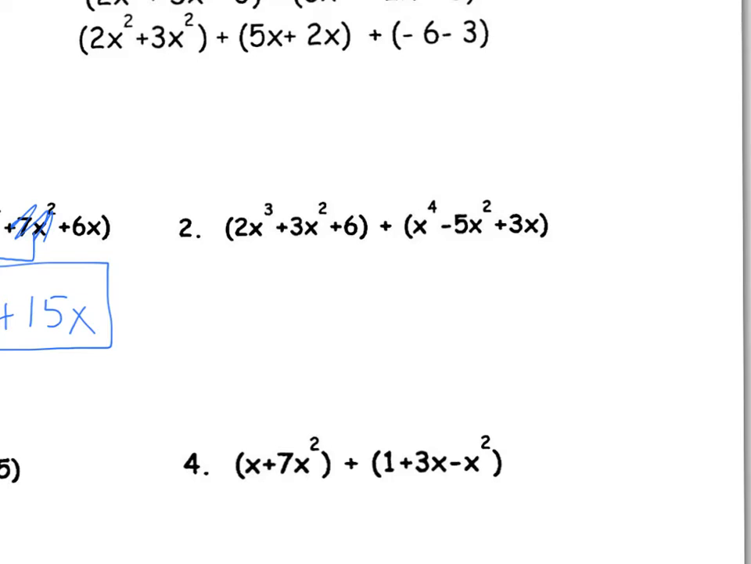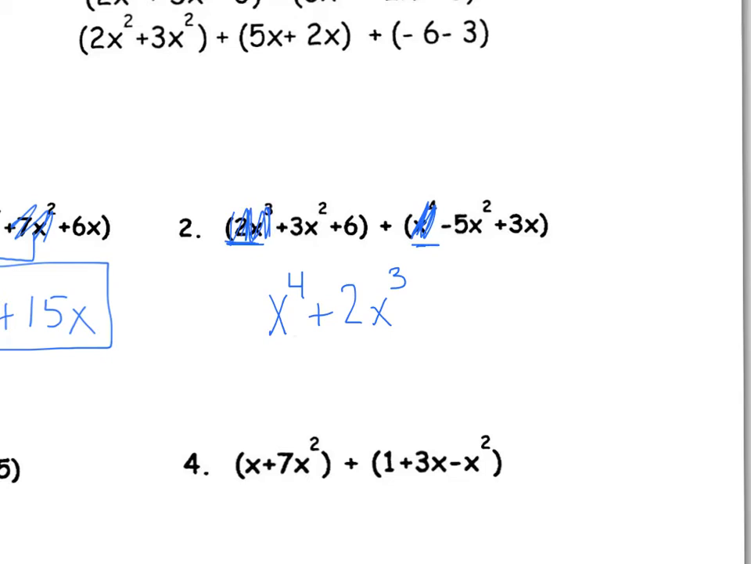So here, start with our highest exponent. Oh, it's right here. There's nothing to combine it with. The x to the fourth has nothing to combine with, so we just bring it down. Okay. Now we do the x to the third. Well, the x to the third doesn't have anything to combine with either, so that just comes down as well.